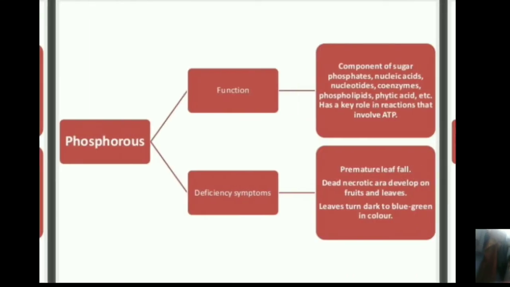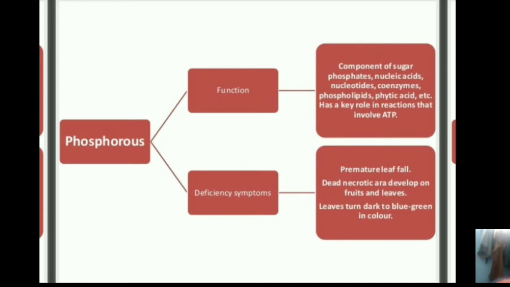In the same way, phosphorus, when we see the function, is a component of sugar phosphates and nucleic acids. As you all know, phosphorus is present in the form of phosphoric acid in the DNA backbone, and in nucleotides, coenzymes, phospholipids, and phytic acid, and has a key role in reactions that involve ATP. Whatever energy is stored in the cell involves this element, phosphorus.